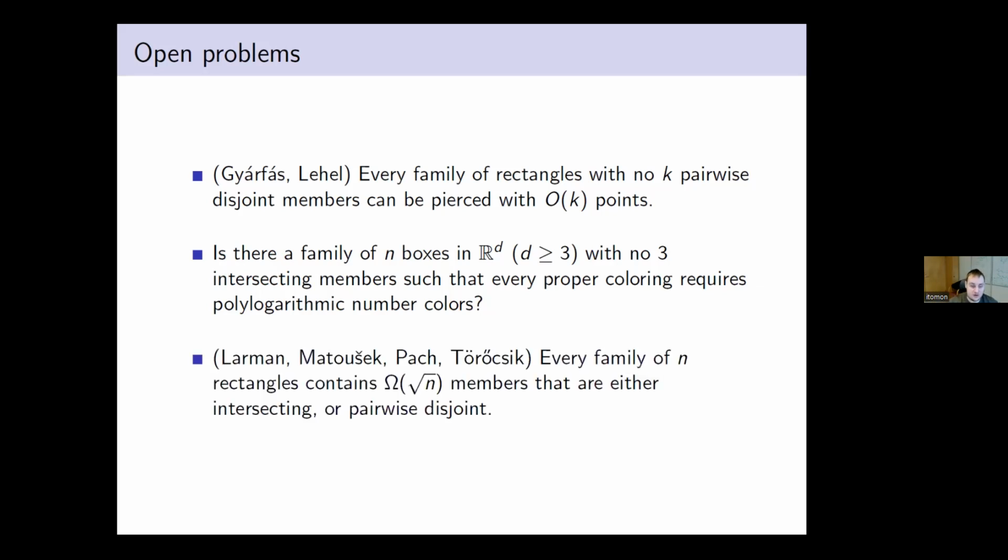And finally, let me recall this Ramsey problem about boxes. Zlárma, Matysiak, Park, and Tiracsik showed that every family of rectangles contains square root of n over square root of log n members that are either pairwise intersecting or pairwise disjoint. But the question remains: can you remove this square root of log n factor? Again, my bound starts to work from dimension 3, so this conjecture still remains open.